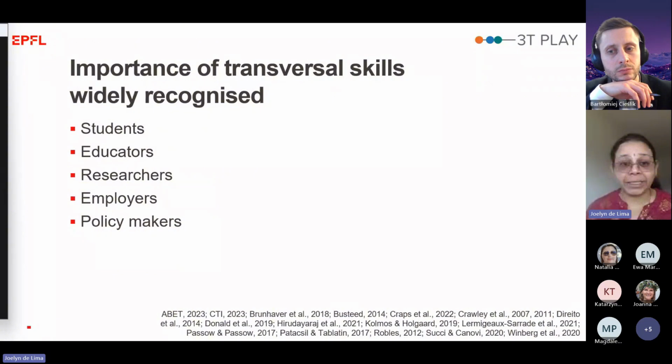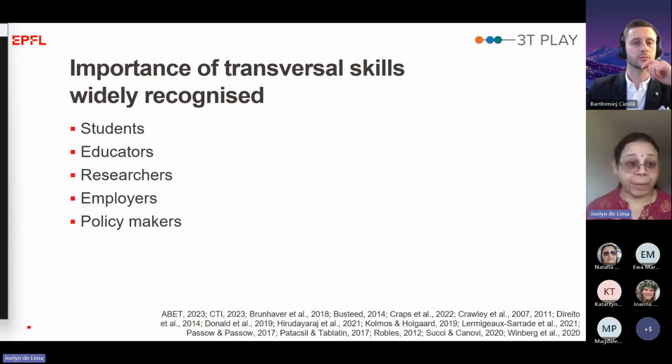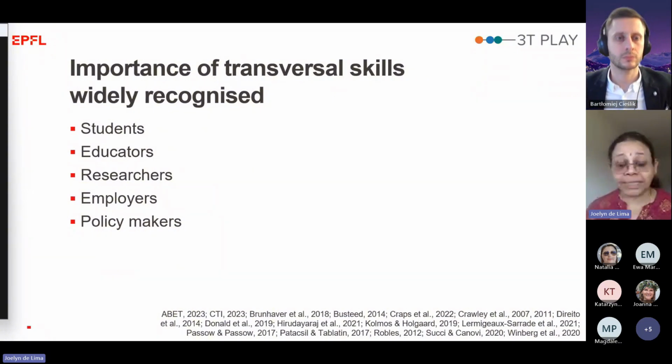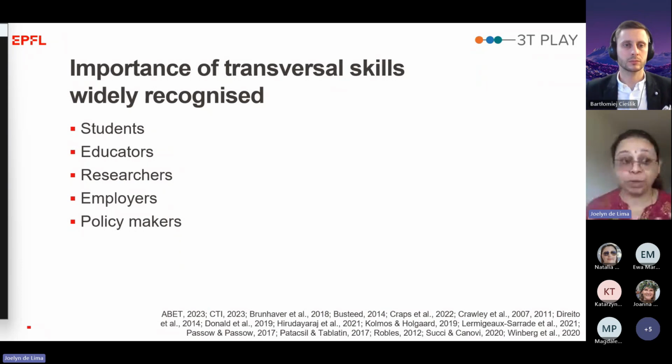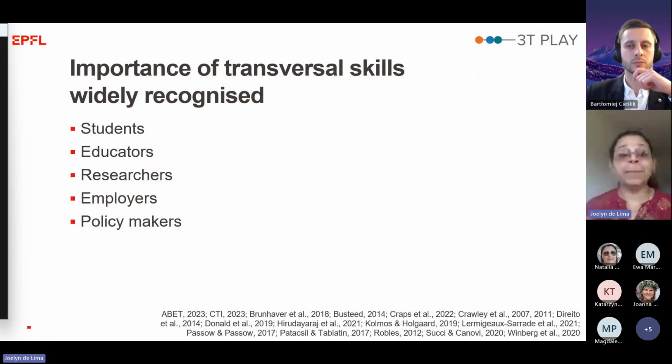Students know it, educators know it, researchers have written so many papers about it. Employers are constantly telling us we need you to teach these skills to your students, and policymakers have recognized this, and so these skills have been explicitly introduced into many documents that are used for accreditation. So ABET, CTI, whatever you use, they will have transversal skills listed in them.